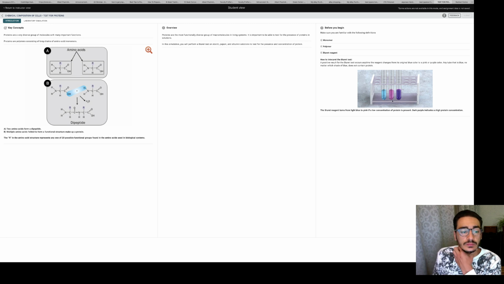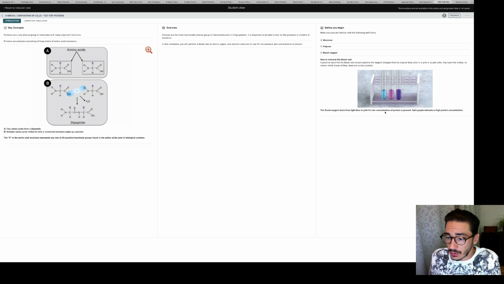So we already talked about this: you make a dipeptide, you make a peptide bond through dehydration, and the way to test this is a Biuret reagent. The Biuret reagent turns from light blue to pink if a low concentration of protein is present, and dark purple indicates a high concentration. So this statement is not correct, and I will explain why.